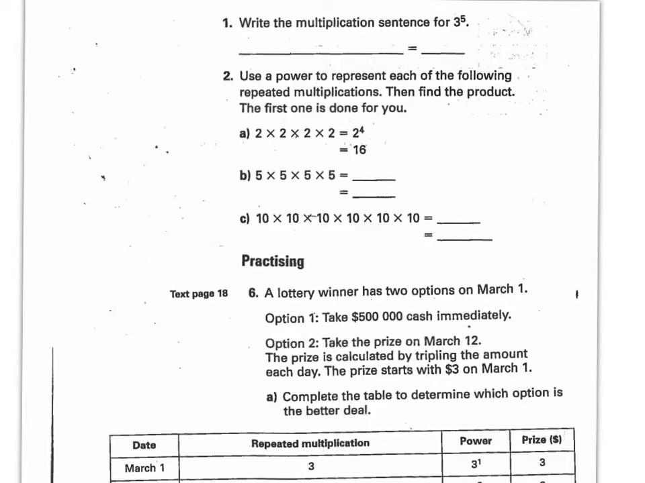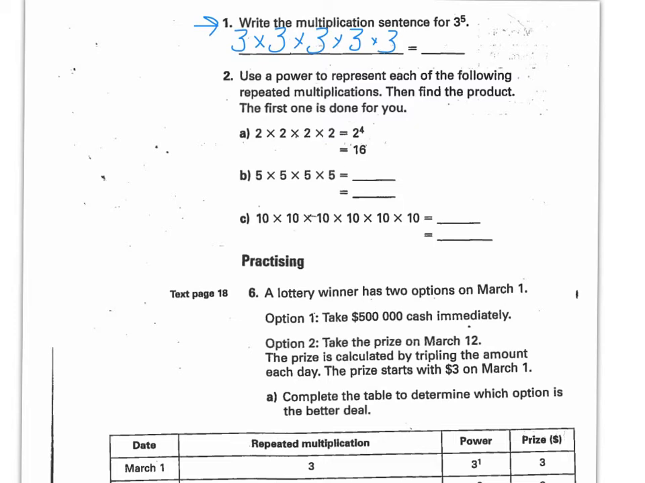I will do questions 1 and 2 with you, but I'd like you to follow along with me using a calculator. Question 1. Write the multiplication sentence for 3 to the power of 5. So I'm going to multiply 3 by itself 5 times. 1, 2, 3, 4, 5.